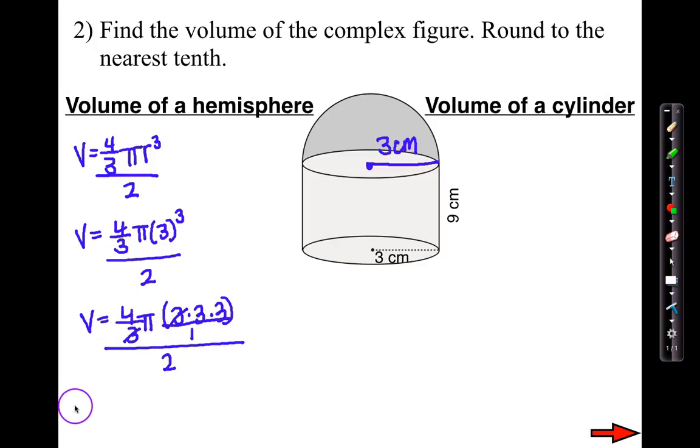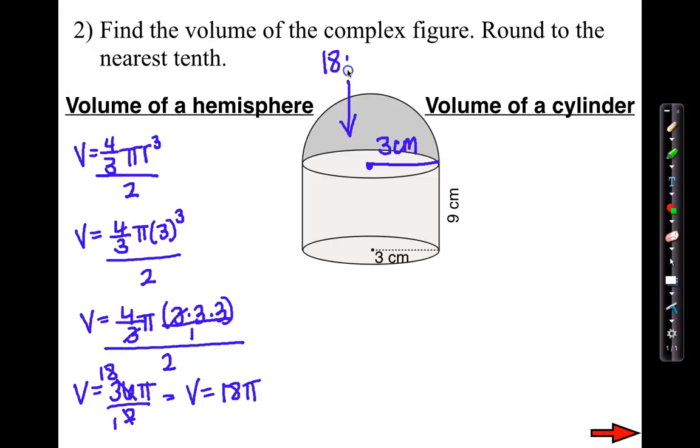So here I'm left with volume equals 4 pi times 3 times 3, so that's 9. So 9 times 4 is 36. I'm going to be left with 36 pi over 2. Well, we both have a 2 that we can cross cancel. So this is going to leave us with 18 over 1. So the volume of this hemisphere is 18 pi. So I'm going to mark this as 18 pi. So we're halfway done. Now we're going to find the volume of the cylinder.